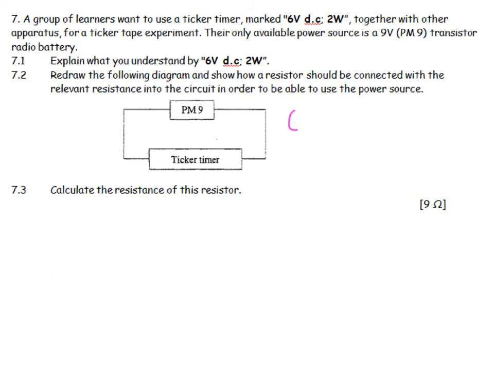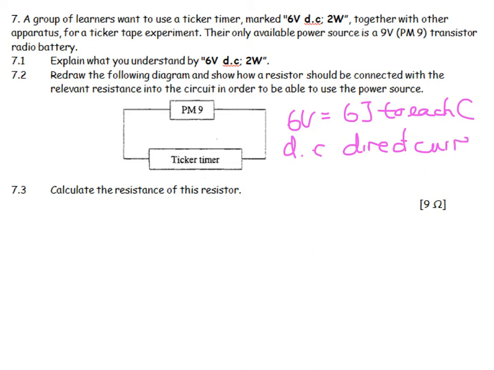So what is 6 volts? 6 volts means 6 joules to each coulomb. DC is direct current. And 2 watts is 2 joules each second.